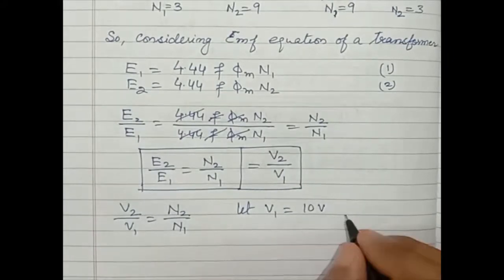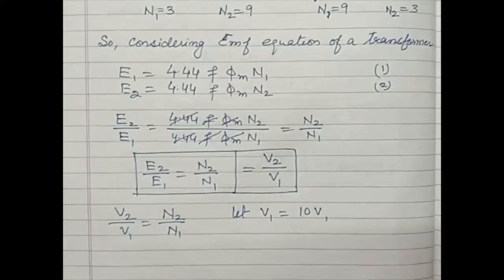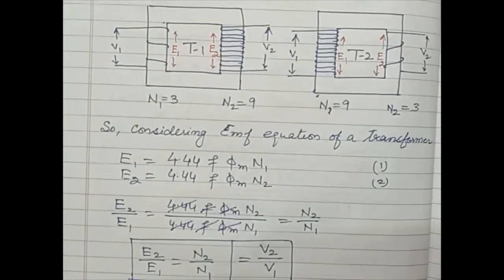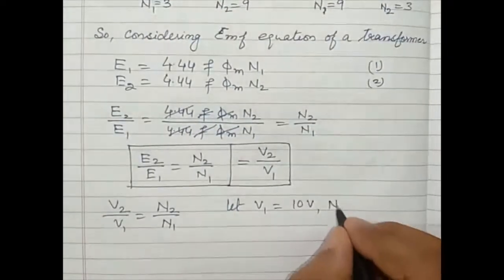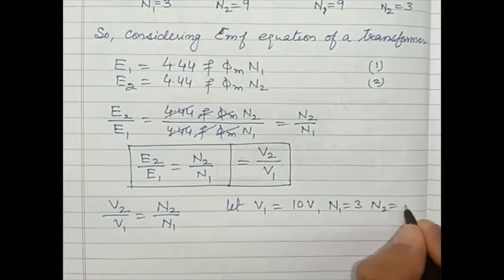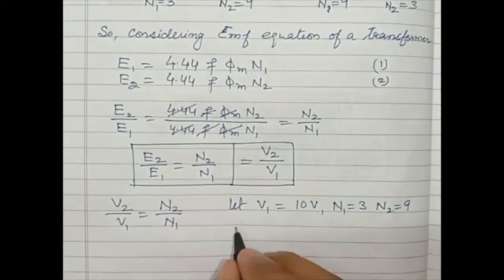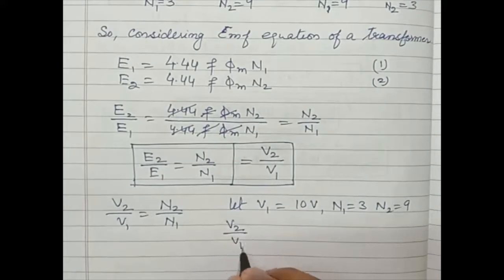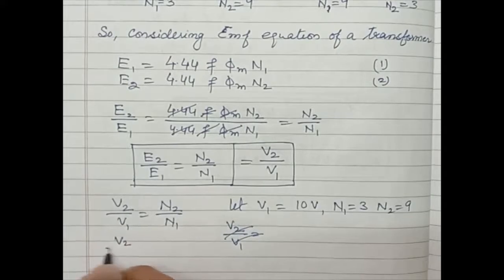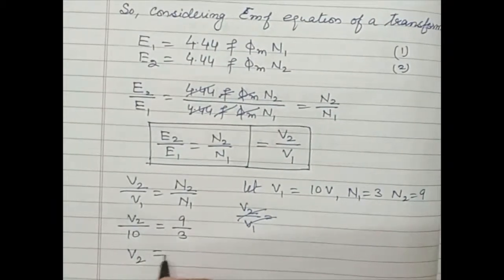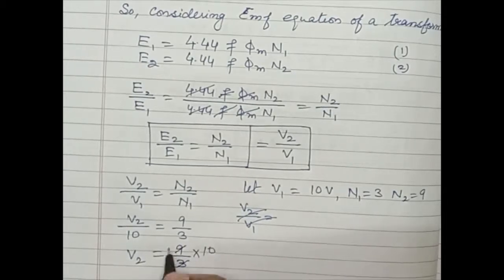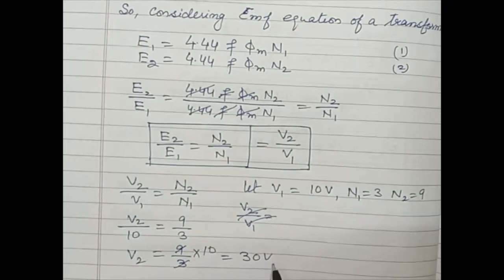Let V1 be, suppose, 10 volts. As per the diagram, if we consider T1, what is the value of N1? N1 is 3, whereas N2 is 9. Now putting the values in this equation, we will get the value of V2. V2 divided by V1, the value is 10, is equal to N2, 9, divided by 3. Therefore V2 is equal to 9 divided by 3 into 10. It means we will get 30 volts.